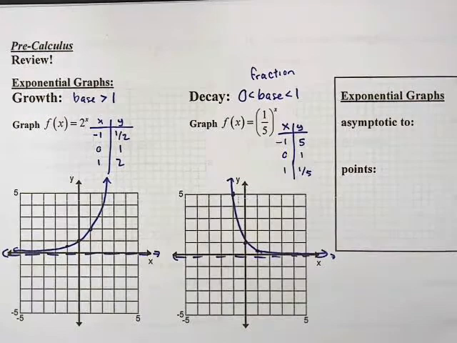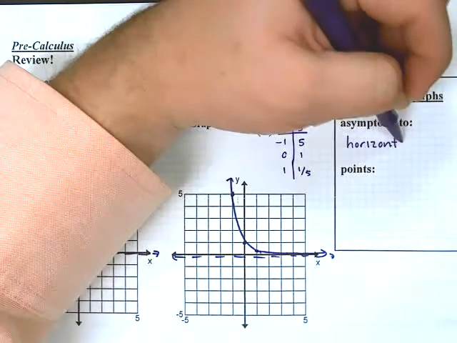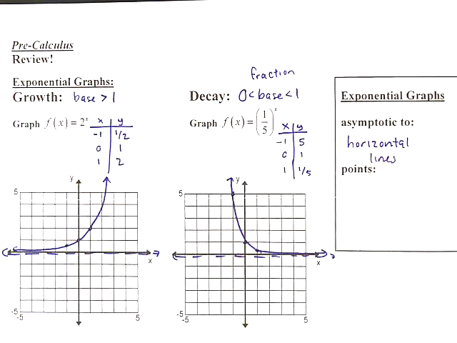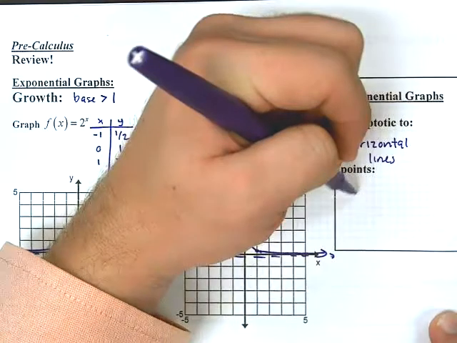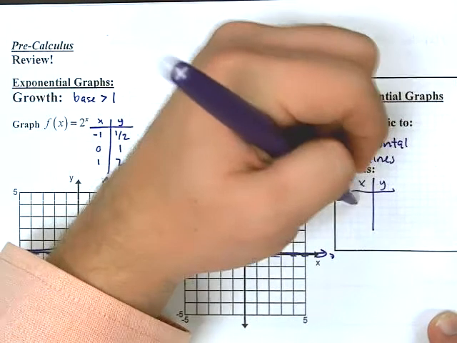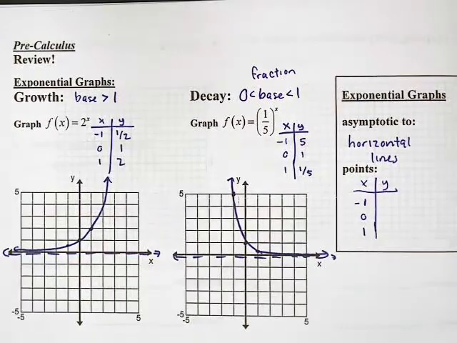Now, exponential graphs are always asymptotic to horizontal lines. And really what I want you guys to do for the points, I want you to always find me -1, 0, 1. That's what I always want you to do.